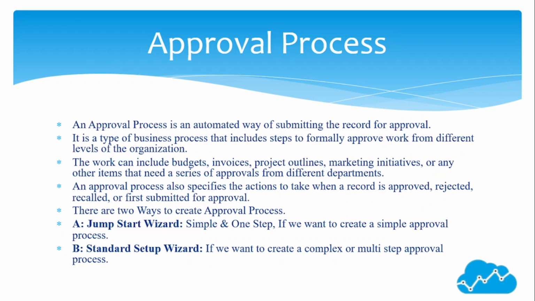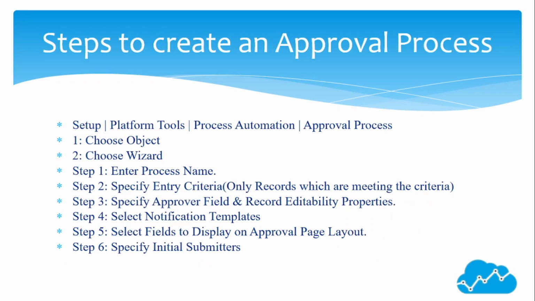first submitted for approval. There are two ways to create an approval process: the jump start wizard, which is simple and one step, if we want to create a simple approval process, and the standard setup wizard, if we want to create a complex or multi-step approval process. Steps to create an approval process: Setup, Platform Tools, Process Automation, Approval Process. Choose the object, then choose the wizard.